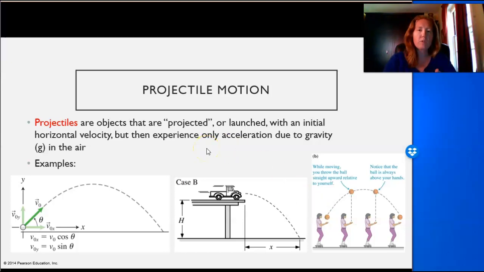But here, it's also important to remember that we are again simplifying these problems and imagining that once they are launched, it is up to gravity. So we are ignoring air resistance again. We are not worrying about the action of launching the thing. We are just worrying about how it's moving after it's been launched.